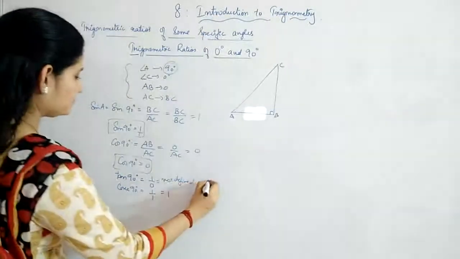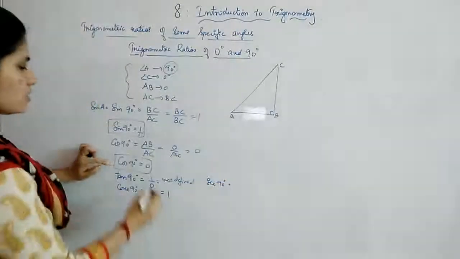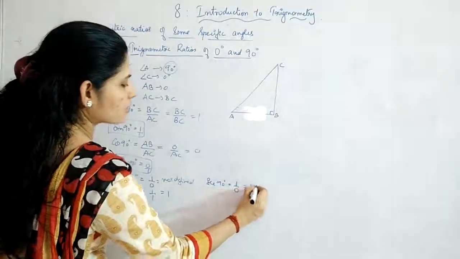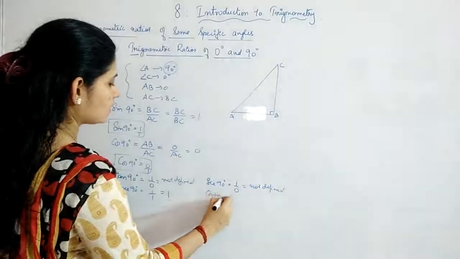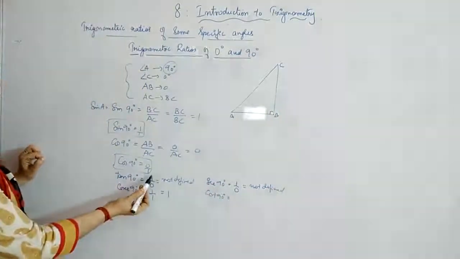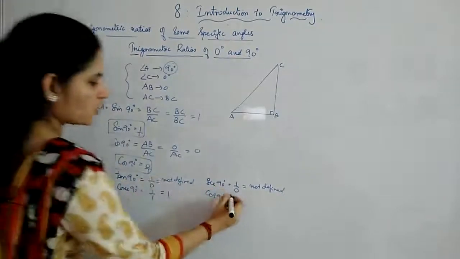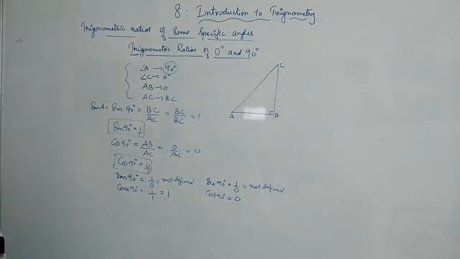Then you have sec 90. Sec 90 is the reciprocal of cos. Cos is 0, so you will have 1 by 0, which is again not defined. And cot 90 is the reciprocal of tan 90, which is 1 by 0, so its reciprocal will be 0 by 1. That means cot 90 is 0. So these are the related values of 90 degrees, that is, trigonometric ratios related to 90 degree.